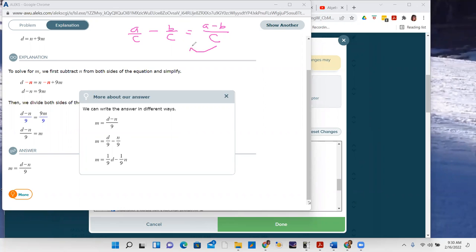So we can also go the opposite direction. The A minus B over C means the first over C minus the second over C. Okay, so with this problem, you have two things being subtracted over 9. So it's the first over 9 minus the second over 9. Okay, and D, you could think of that as 1 times D. And you could bring the D out to the side, 1/9 of D, 1/9 of N.